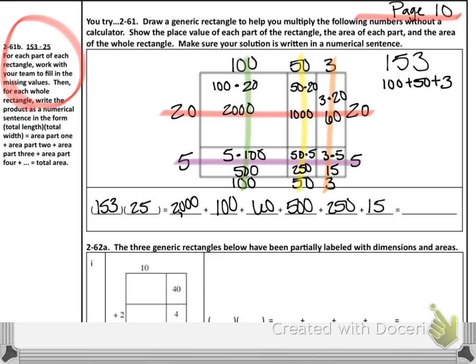I'm going to take all of those products and find the sum or add them up. So I'm going to do 2,000. Again, be so careful with zeros on the calculator. Plus 100, plus 60, plus 500, 250, and 15. And I'm going to end up with 2,925. Make sure you ended up with the same value and you are able to use the calculator properly.